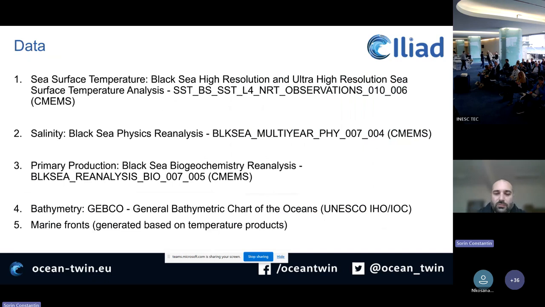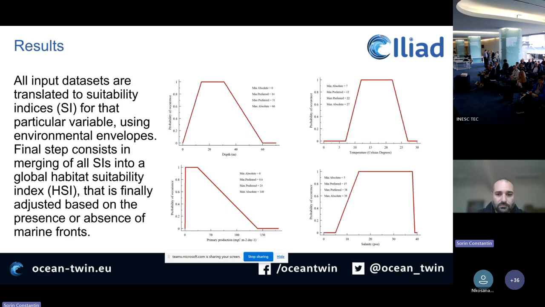In terms of datasets that we used, we focused mainly on CMEMS products. So we are using several variables like sea surface temperature, salinity, primary production, bathymetry, which comes from GEBCO, and also marine fronts that we are producing ourselves, which are generated based on the temperature products mentioned above. So all these 5 parameters go into the species distribution model that we are using, and finally we are getting the habitat suitability index.